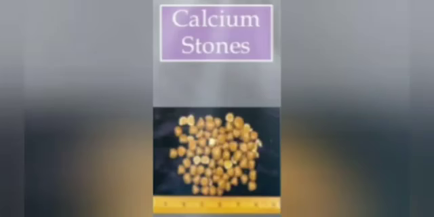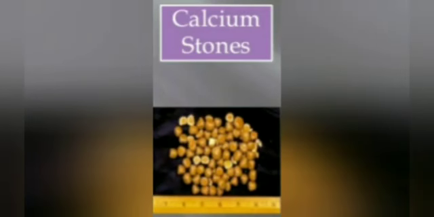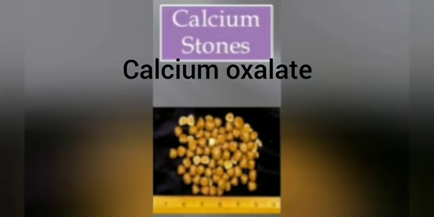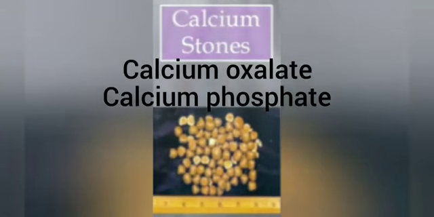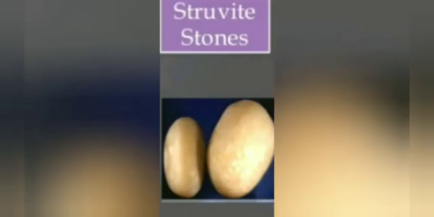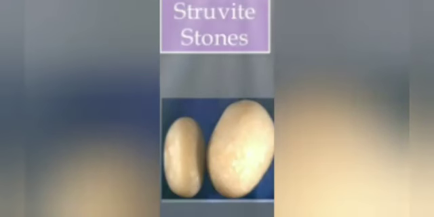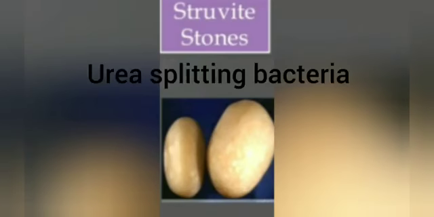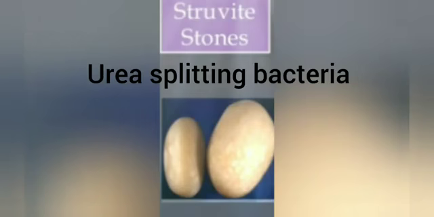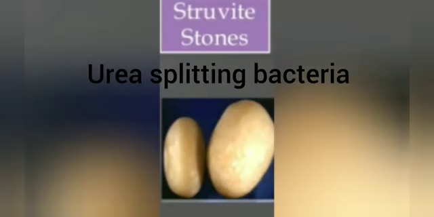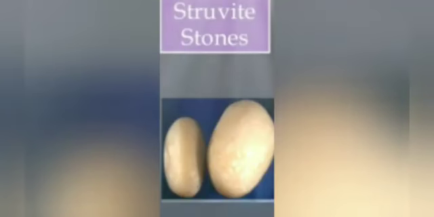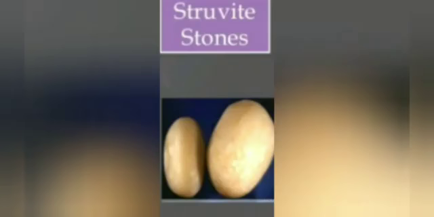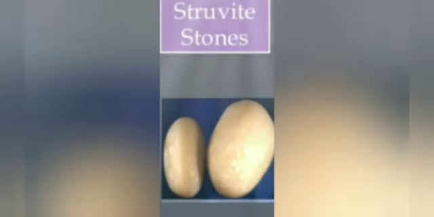Talking about calcium stones, usually they are calcium oxalate stones, or you can say calcium phosphate stones. Then struvite stones are formed in response to bacterial infection caused by urea splitting bacteria. They grow very quickly and they become quite larger. And this kind of stone is most commonly found in females rather than in males.